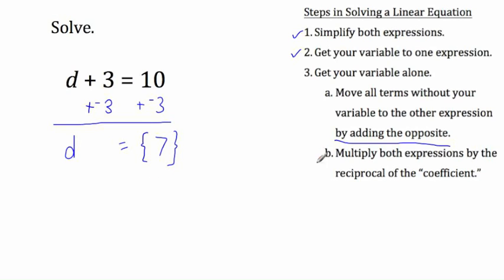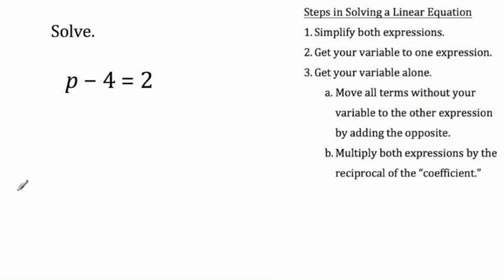I didn't need to go to step 3b here because I already had my variable alone before I got there. d doesn't really have a coefficient here. You could consider that d has a coefficient of 1, but when I multiply by the reciprocal of 1, nothing's going to happen, because the reciprocal of 1 is 1. Multiplying by 1 doesn't change the value. In other words, once you get your variable alone, you are finished. You found your solution set.